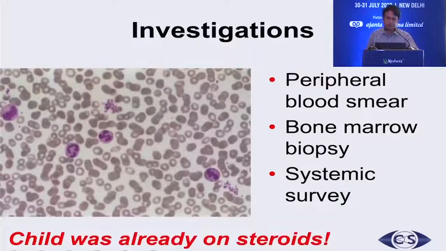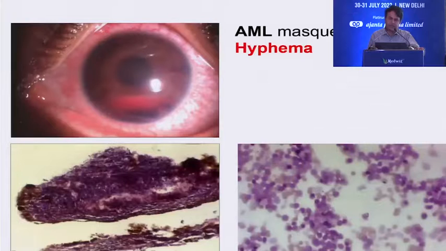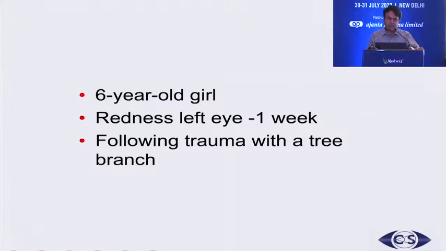Her peripheral blood smear, bone marrow biopsy, systemic survey were all negative because the child was already on steroids. We know that in leukemia, if the child has been started on steroids, the peripheral blood smear can be negative. In this patient, iris biopsy could establish the diagnosis that she had AML.